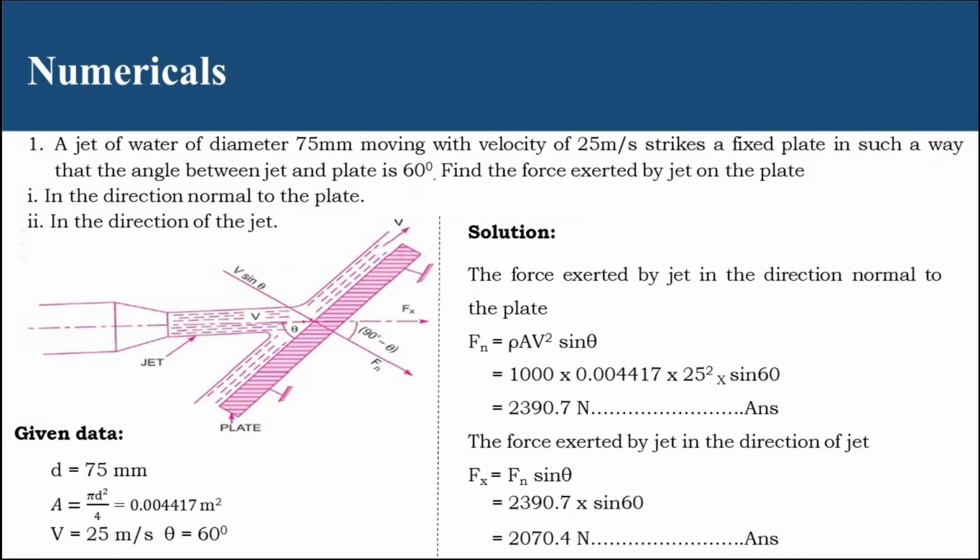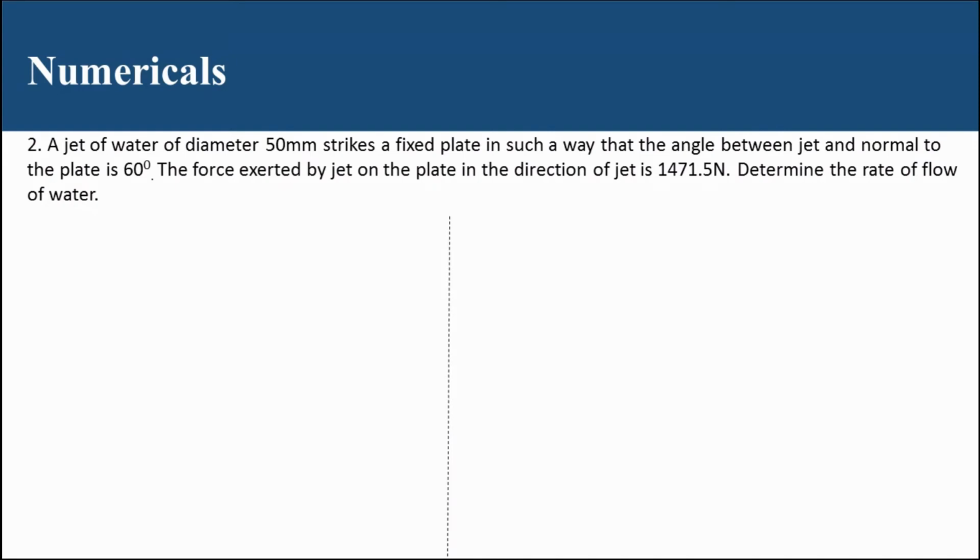After that, we will see a second numerical. In this numerical, we will see what twist is made in the language of the problem. We'll read the problem. A jet of water of diameter 50 mm strikes a fixed plate in such a way that the angle between the jet and normal to the plate is 60 degree. So remember, here the angle between the jet and normal to the plate is 60 degree. So what is this 60 degree?